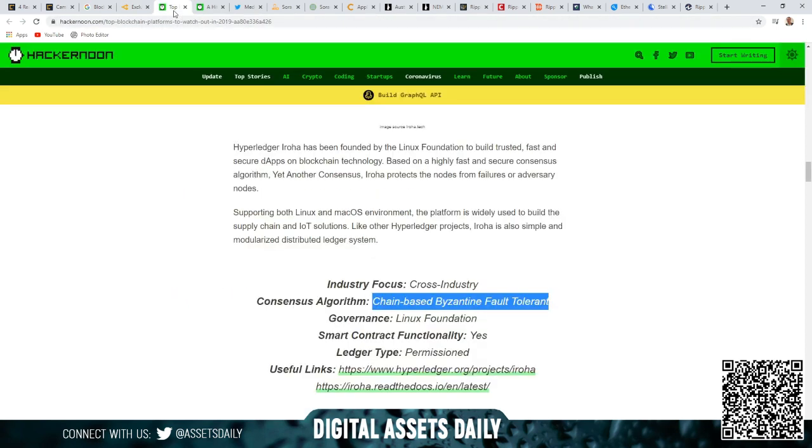We have here Hyperledger Iroha has been founded by the Linux Foundation to build trusted, fast, and secure dApps on blockchain technology based on a highly fast and secure consensus algorithm. Yet another consensus, Iroha protects the nodes from failures or adversary nodes. Supporting both Linux and Mac OS environments, the platform is widely used to build supply chain and IoT solutions. Like other Hyperledger projects, Iroha is also a simple and modularized distributed ledger system. The consensus algorithm for it is the chain-based Byzantine fault tolerance.